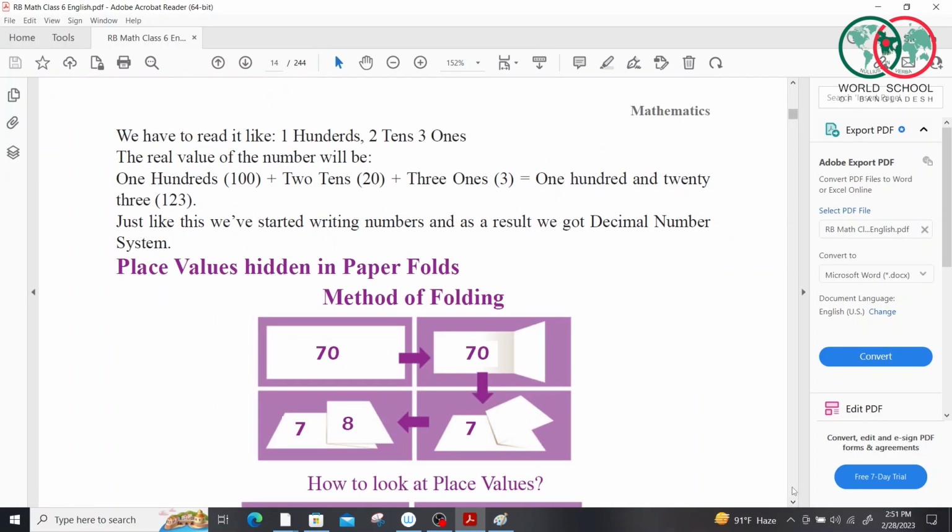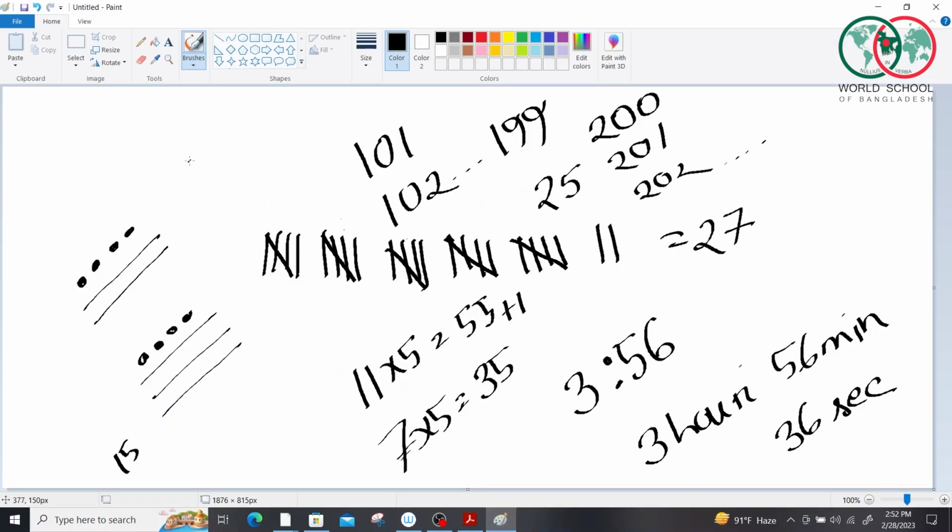So how does it work? 1 hundred plus 2 tens plus 3 ones equals 123. That means if we have 252 taka, it's actually 200 plus 50 plus 2 taka.